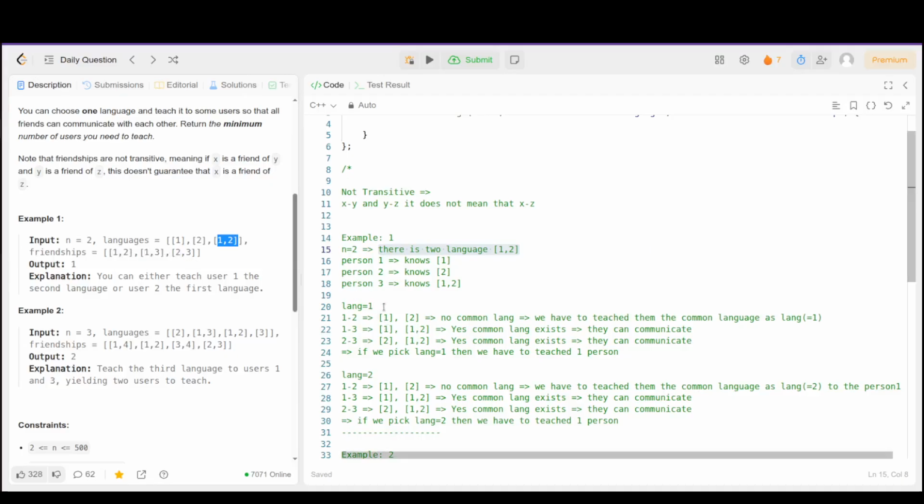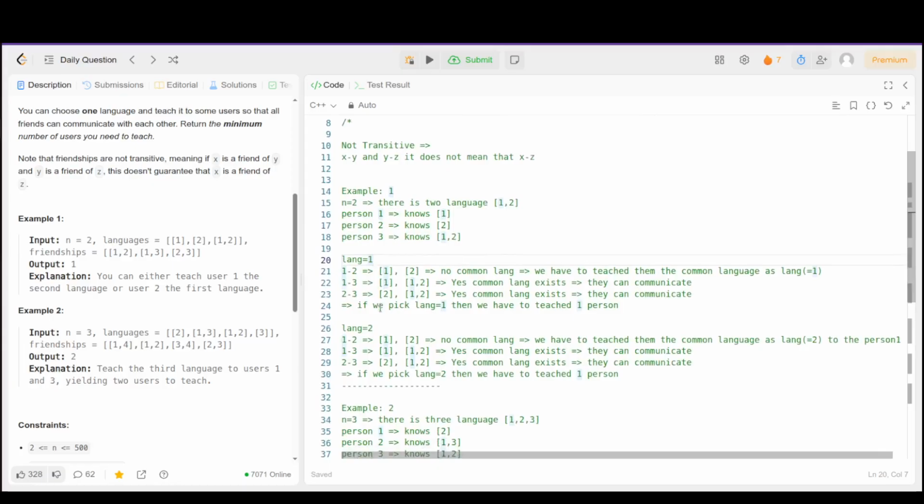Let's pick language 1. If we have to teach language 1, we have to find the people who need to learn language 1. So 1 and 2 are friends with each other. 1 knows language 1 only, and 2 knows language 2 only, so there is no common language. So we have to teach them a common language, that is language 1, to person 2, because person 2 does not know language 1, but person 1 knows language 1.